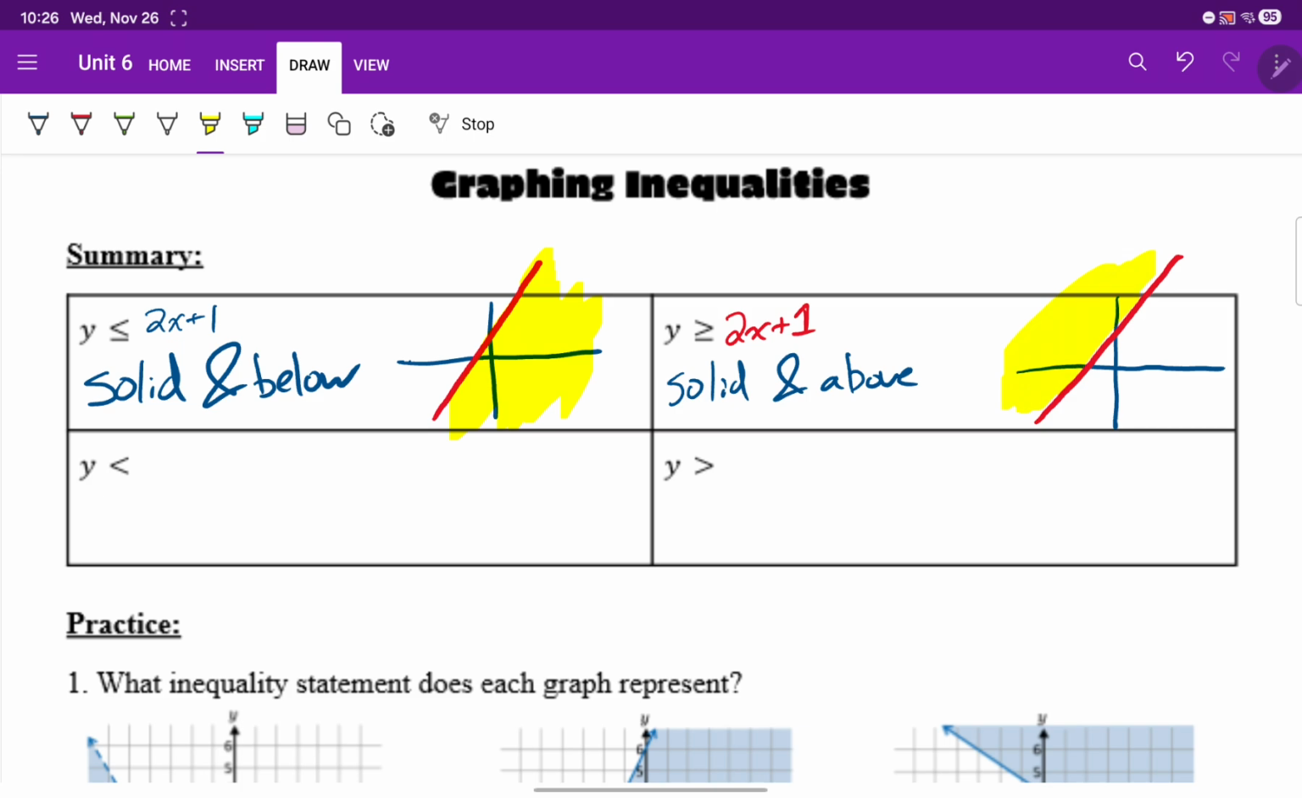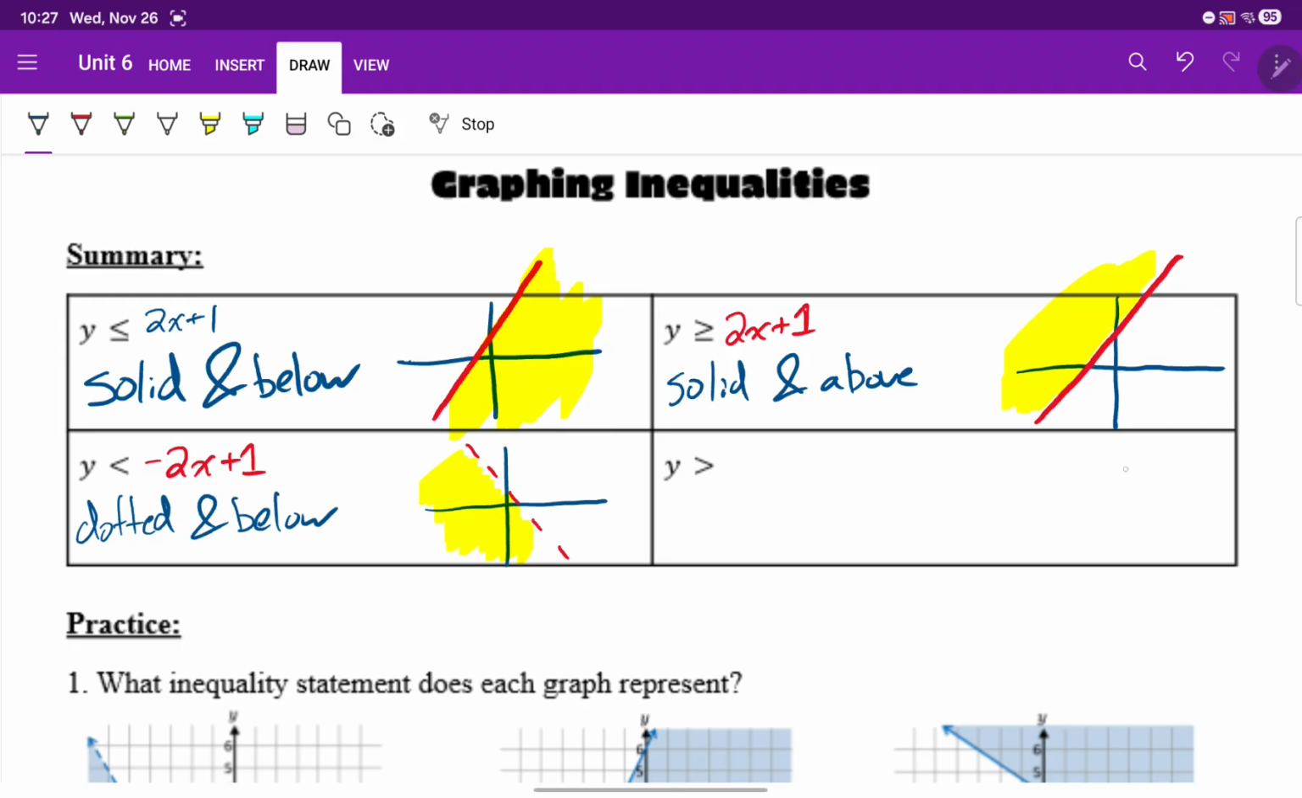Next, y is less than. In this one, I'm just going to change the direction. I'm going to change my graph to a negative 2x plus 1. I'm just going to switch the graph slightly to make it a negative slope so that you can see what it looks like with a negative slope. Because it's not equal to, this line is going to be dotted. And in this one, we are shading below. So this is dotted and below.